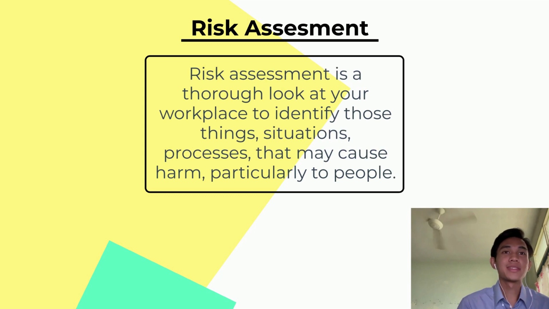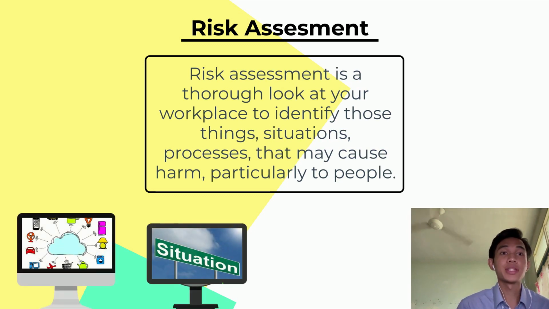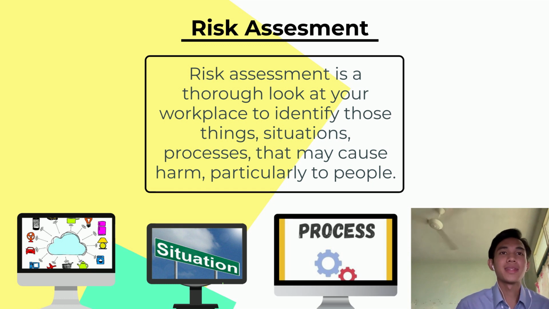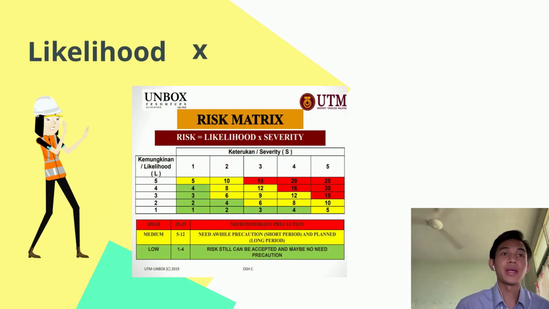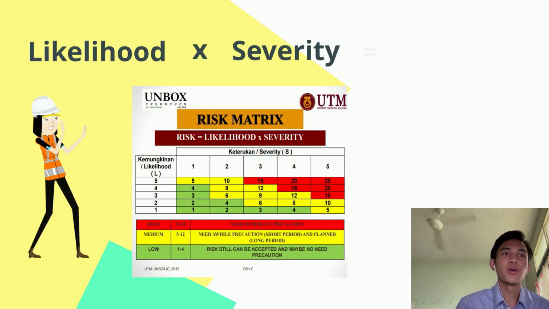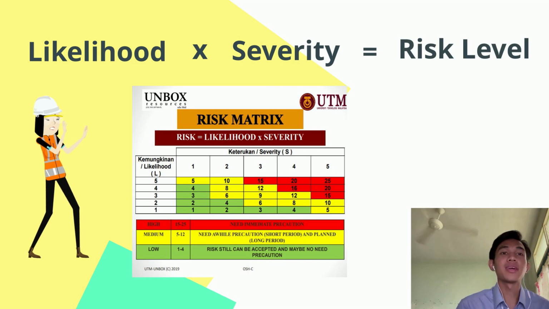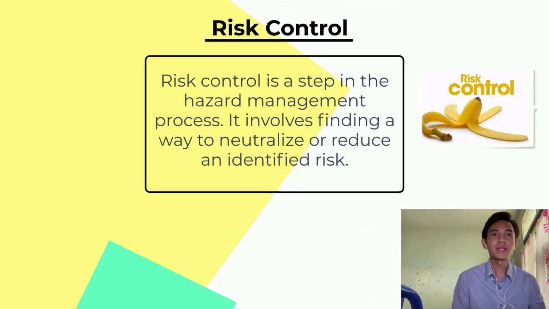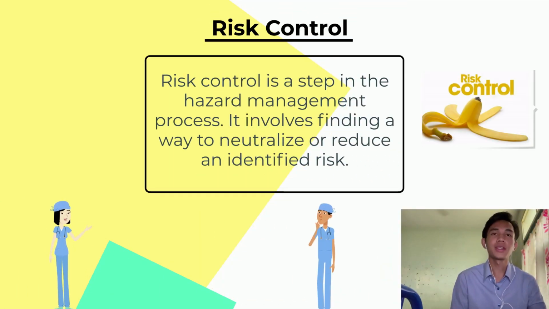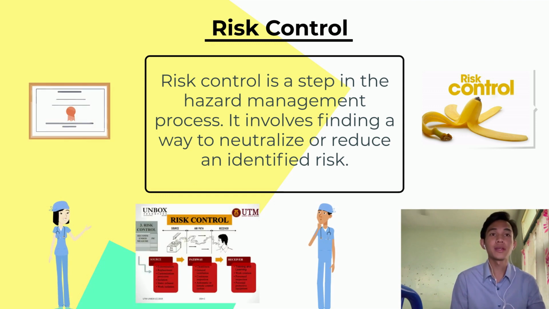Risk assessment is a thorough look at your workplace to identify those things, situations, and processes that may cause harm, particularly to people. We can calculate risk by multiplying the likelihood and severity. This will show us if the activity needs immediate attention or not. Risk control is a step in the hazard management process. It involves finding a way to neutralize or reduce an identified risk.